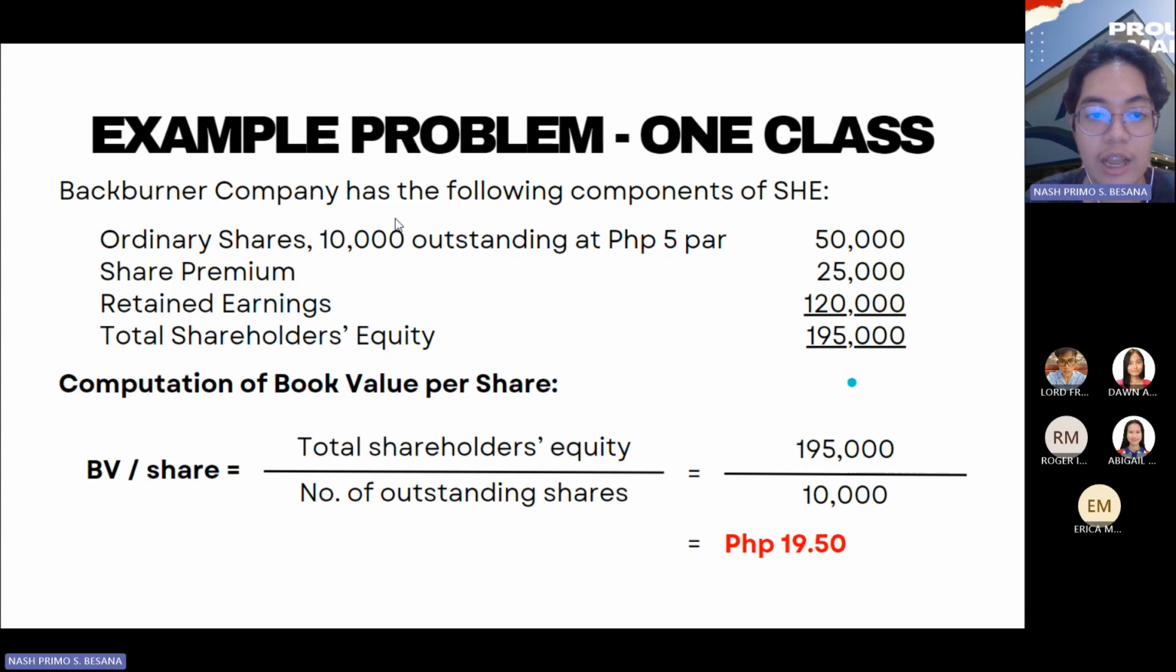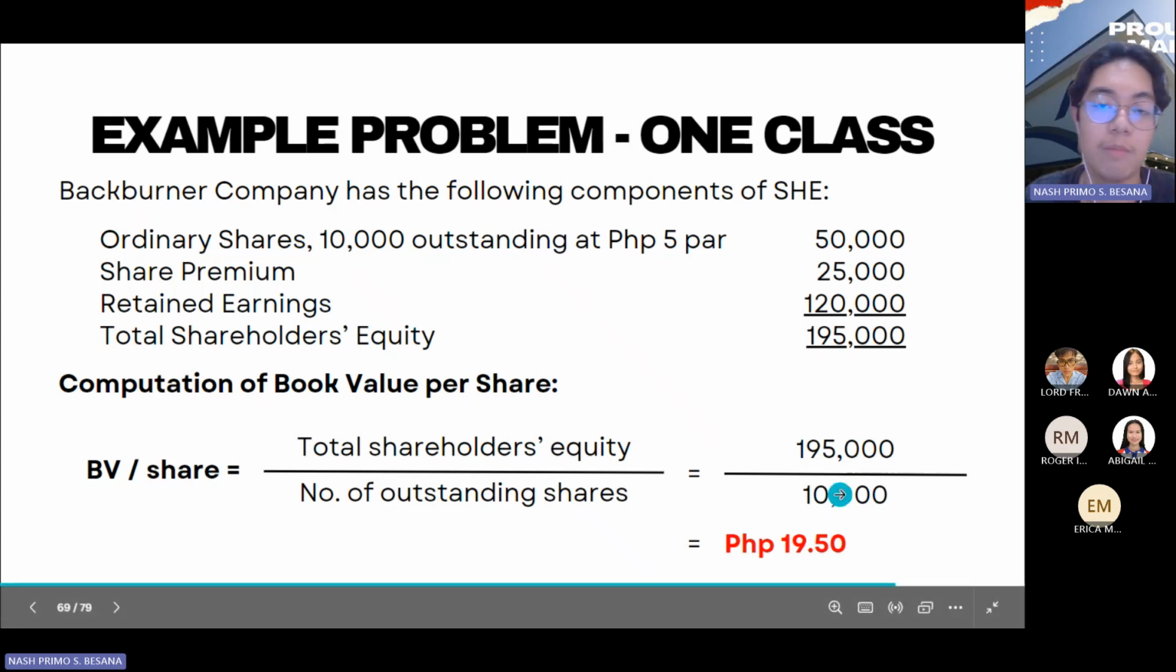Yung denominator, take note lang, it is not the share capital na 50,000 but rather number of shares na 10,000. Kasi nga ang hinahanap is per share, hindi naman yung amount siya. So book value per share, total divided by shares.